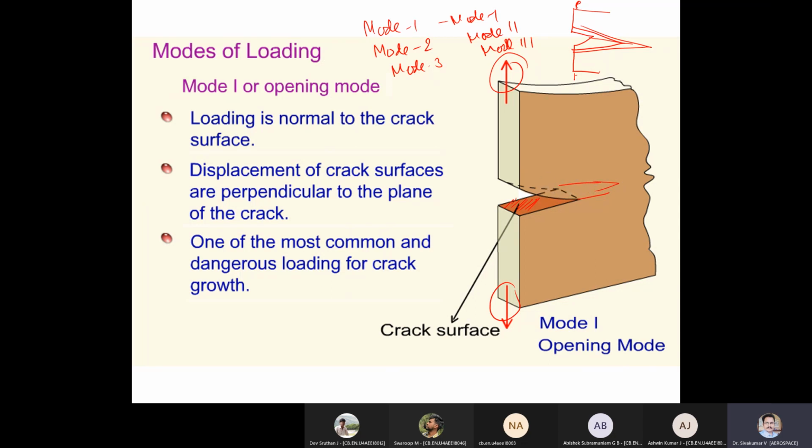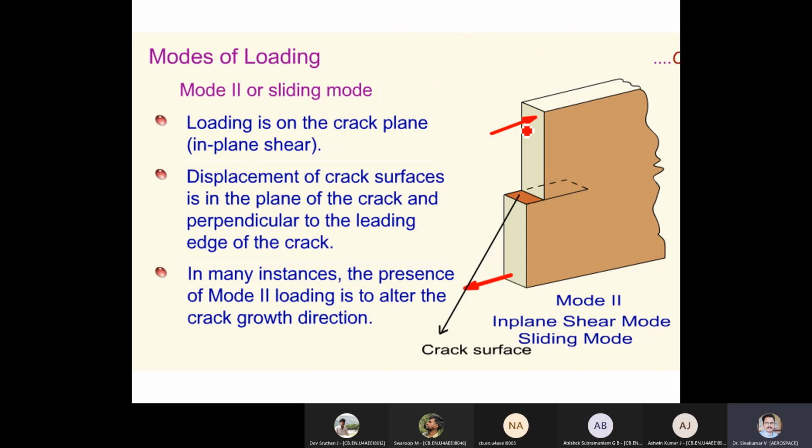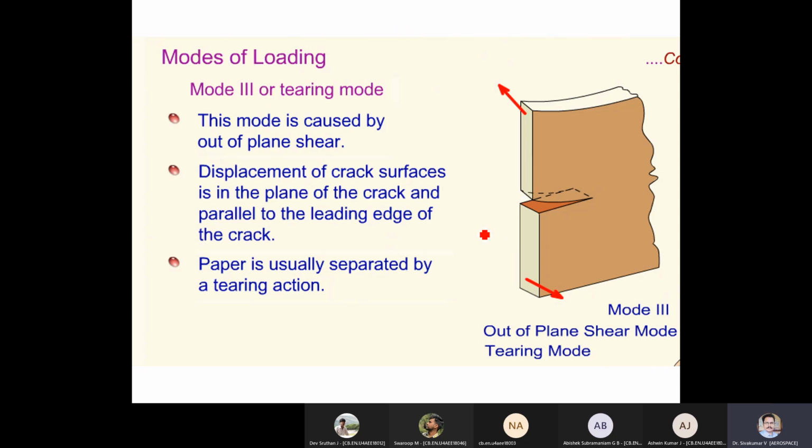Mode 2 means slipping, because you are pushing and you are pulling like that. So this is again the failure surface, but it keeps on slipping, so your failure surface will increase. This is mode 2. And mode 3 is the tearing mode. You are pulling like this, just like a paper. You are actually tearing, and the paper will break or tear like this.